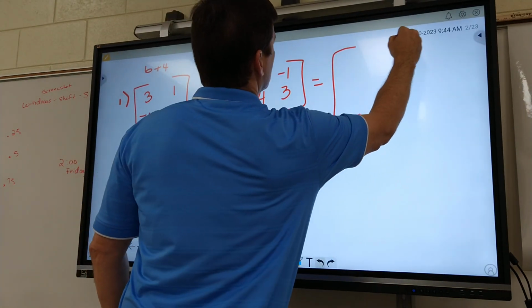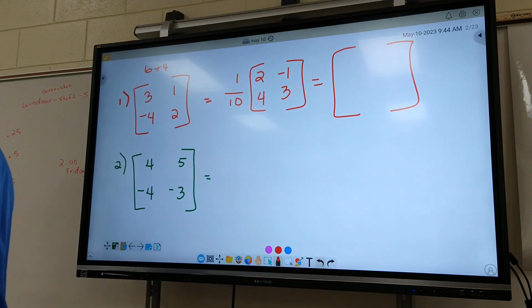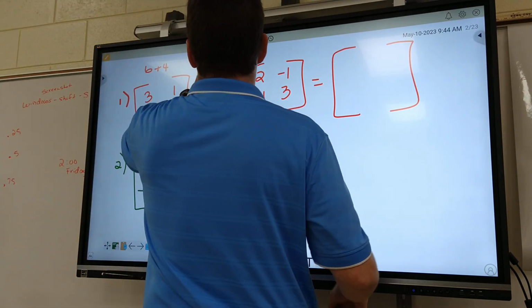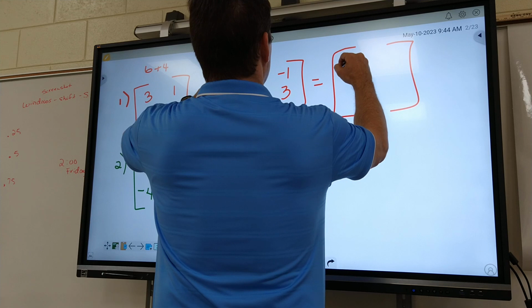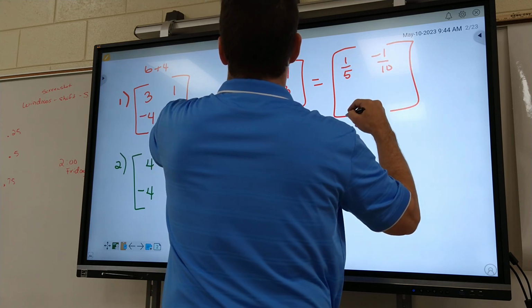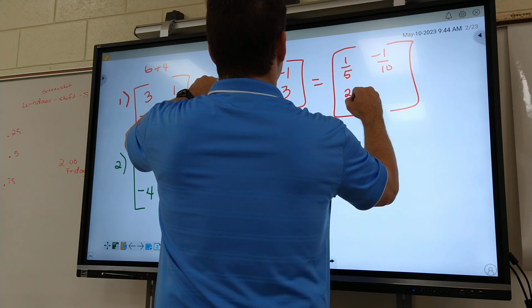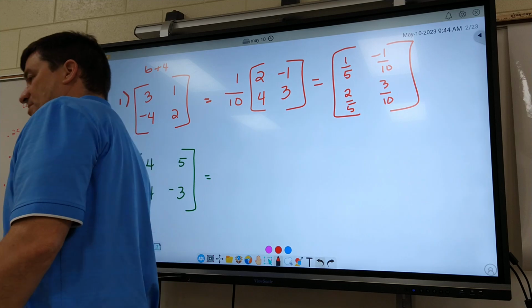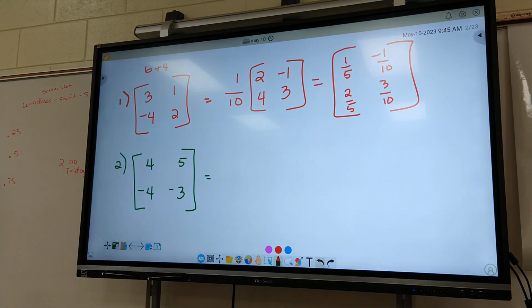All right, what is the last step? Just distribute. All right, so 2 times 1 over 10 is 1/5. Negative 1/10. 2/5. 3 over 10. All right, so that's pretty easy. Let's give y'all a chance to do the second one the same way.